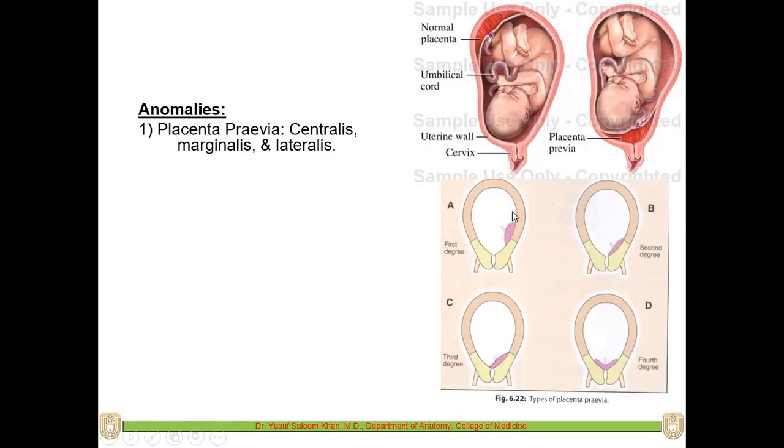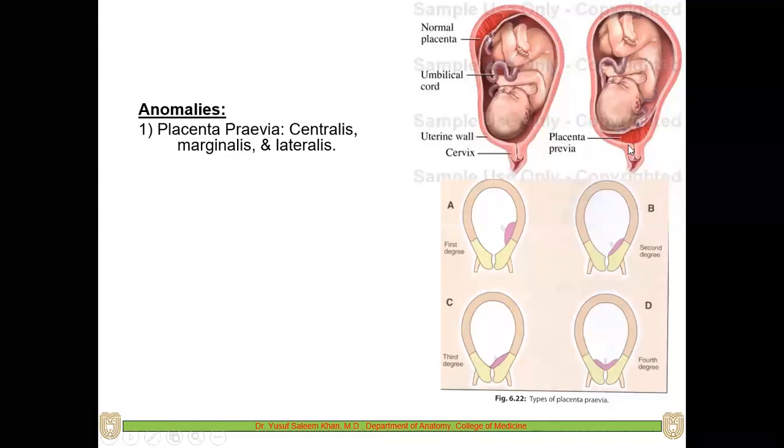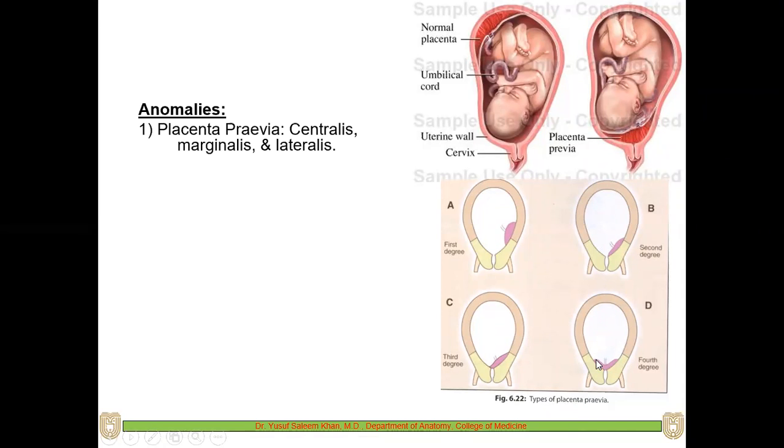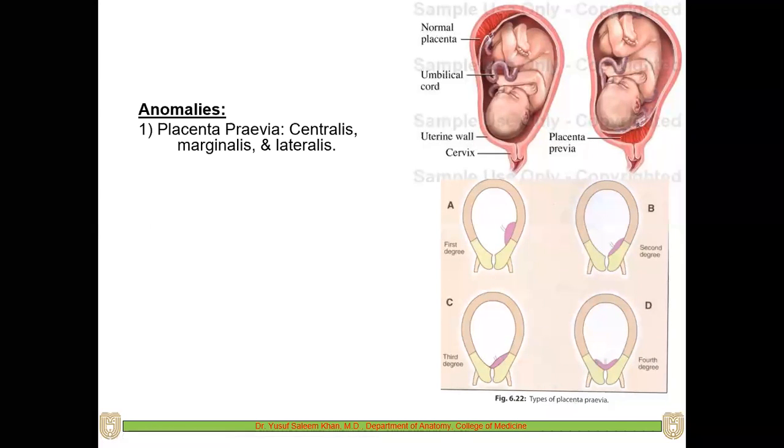One is called the lateralis, where the placenta is quite far from the cervix, which is here. Depending on the cervix, it has three types, or sometimes it is also shown in four degrees: the centralis, marginalis, and lateralis. If you see here, this is called centralis, where the total cervix is covered. Here, this is the centralis, so it is totally covered by the placenta. The lateralis is quite away from the cervix. Even though it sometimes affects, it doesn't affect much, since it is away.